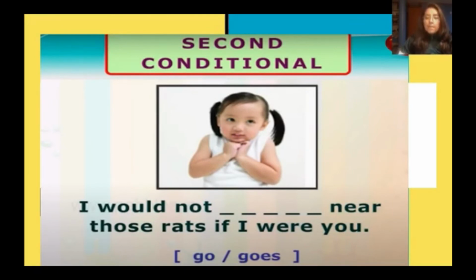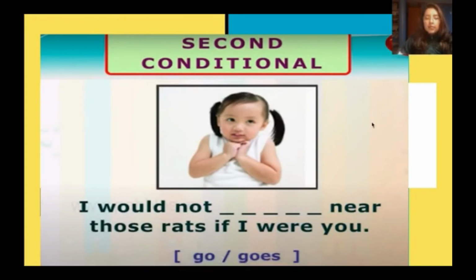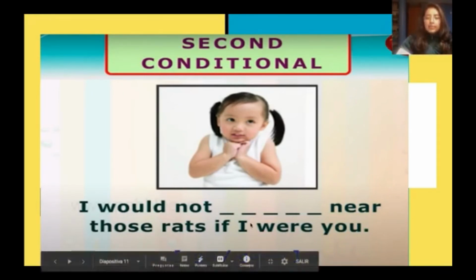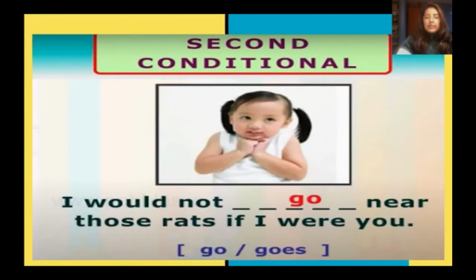Okay. Remember, when you use would, the verb is in the base form, and the second sentence is in past simple. In this case, if we use the verb to be, for all the subjects, we have to use were. Don't forget that. Let's check. Very good. I would not go near the rats if I were you.